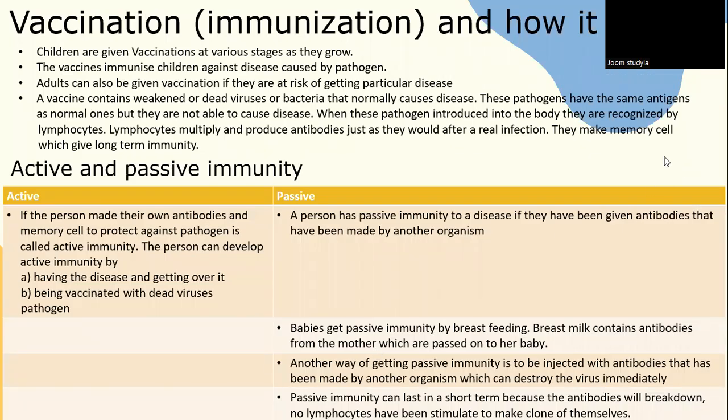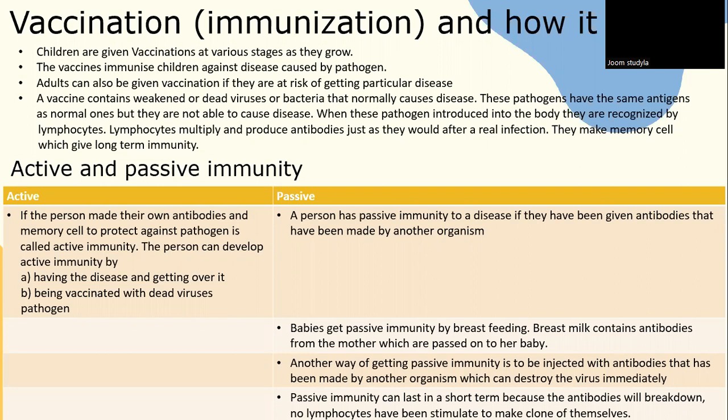Vaccination, immunization, and how it works. Children are given vaccinations at various stages as they grow. The vaccine immunizes children against diseases caused by pathogens. Adults can also be given vaccinations if they are at risk of getting particular diseases. A vaccine contains weakened or dead viruses or bacteria that normally cause disease. These pathogens have the same antigen as the normal ones, but they are not able to cause disease.